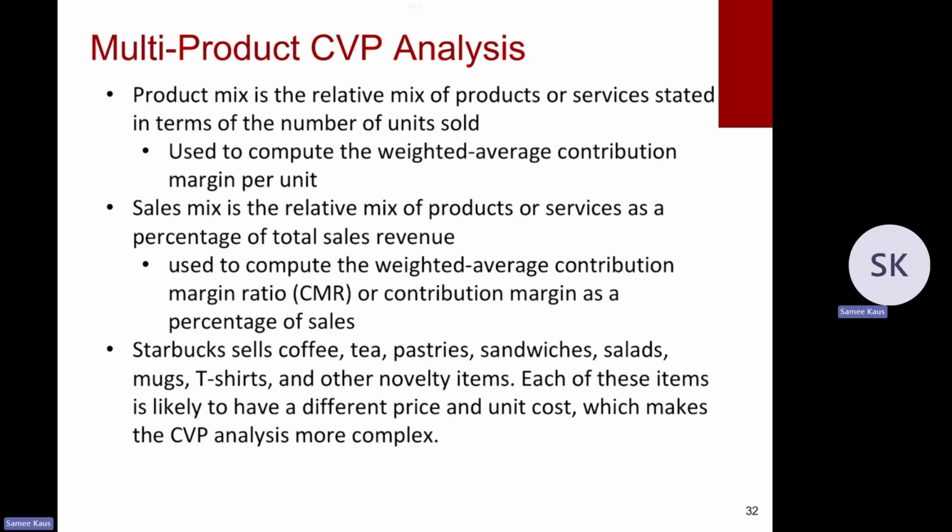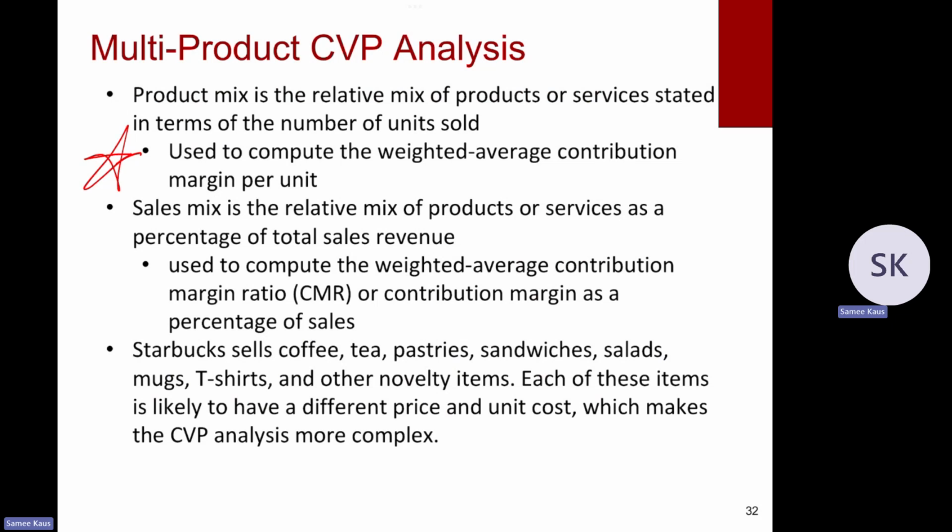Okay, so a product mix is the relative number of products or services stated in terms of the number of units sold. So my product mix is going to be, hey, I have 60% of my units sold come from this cup of coffee. The remaining 40% come from muffins. My sales mix is the relative mix of products and services as a percentage of my total sales revenue. So sales mix, we don't look at nearly as much. We really like product mix in this class.